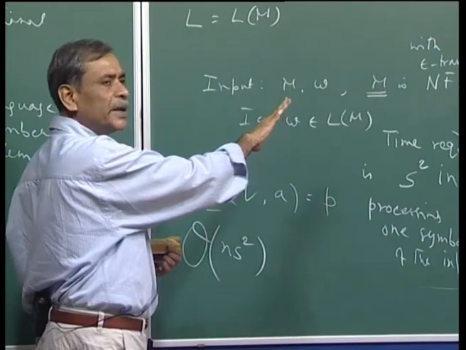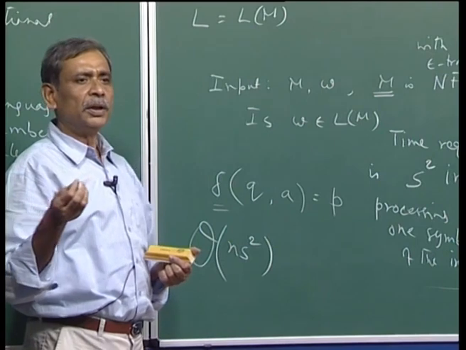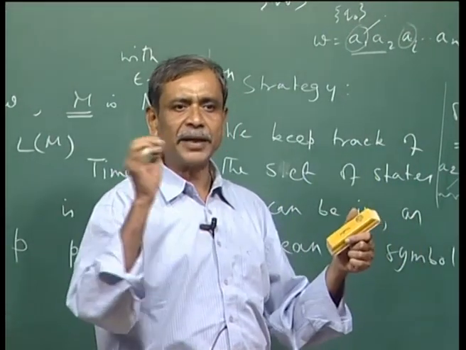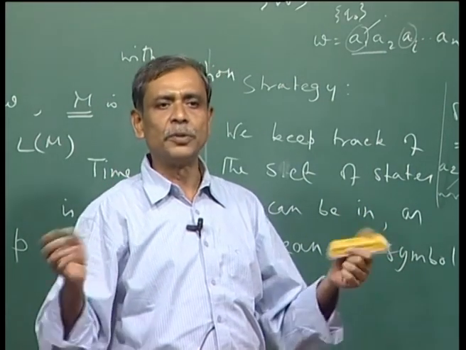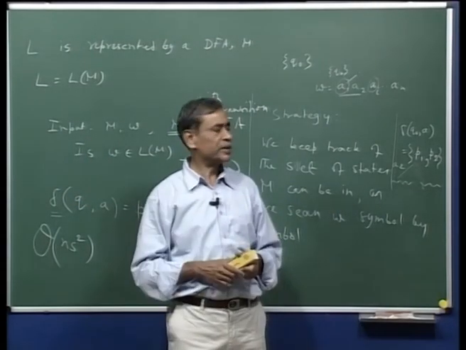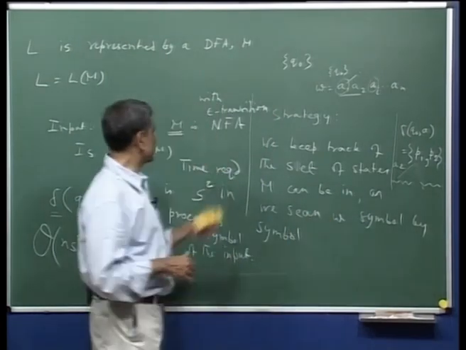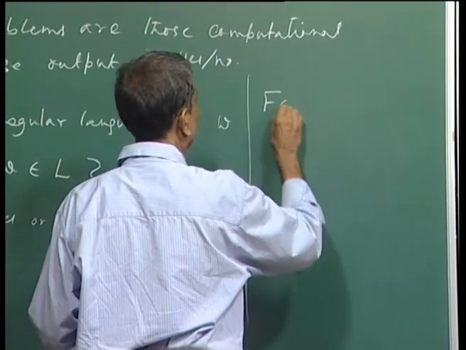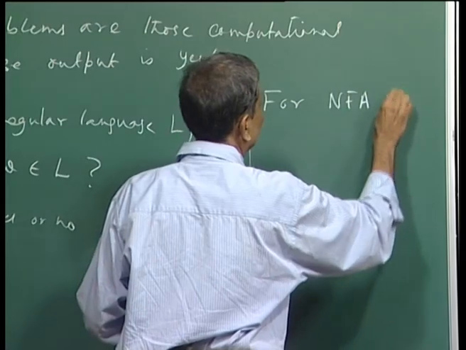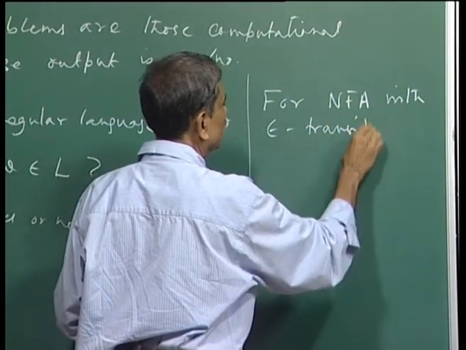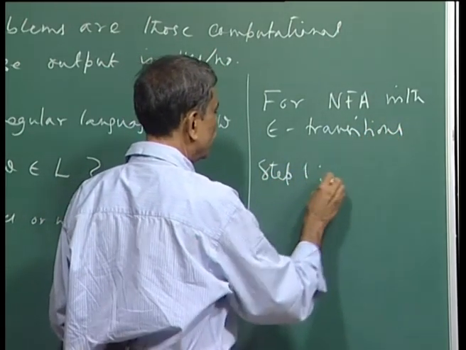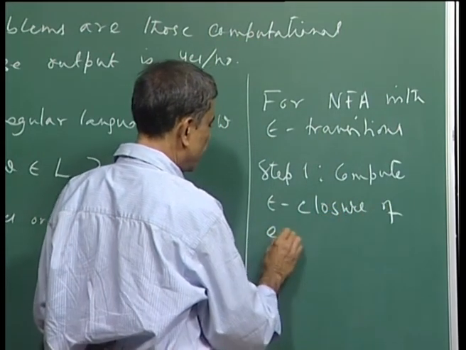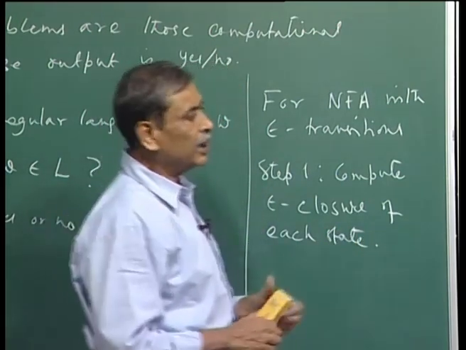Here we will do exactly the same thing. Per symbol, we have to keep track of which states the machine can be in. But remember, now after we get the set of states the machine can be in on scanning a particular symbol, we need to take the epsilon closure of each such state and then take their unions. So, a better strategy, when I have epsilon transitions, is right in the beginning to compute the epsilon closure of each state. For an NFA with epsilon transitions, step 1: compute the epsilon closure of each state, and then we do exactly the same thing.